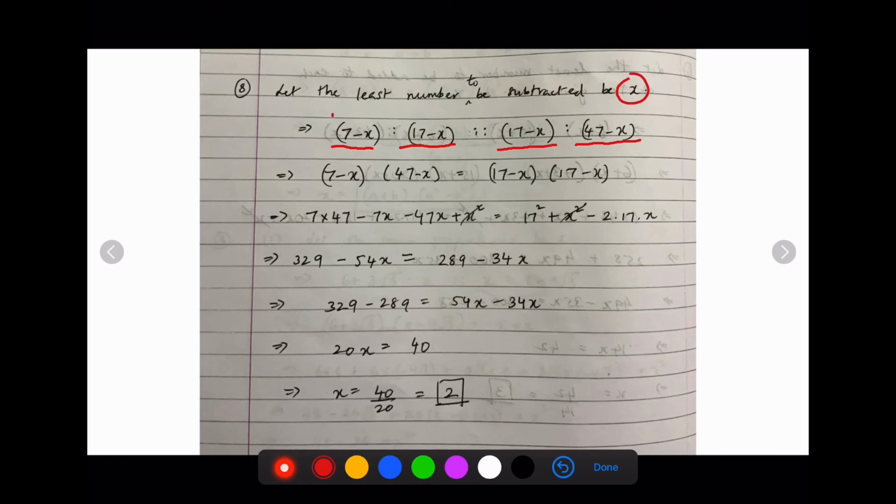So again, product of the extremes is equal to product of the means. And then when you expand and simplify, the x squared term gets cancelled. You only have equation with x. If you simplify and solve further, you will get the value of x as 2.